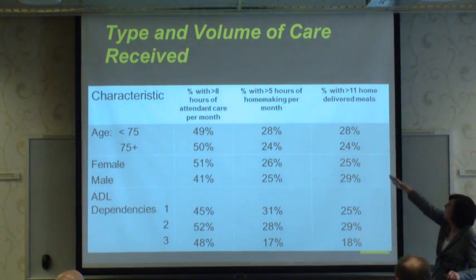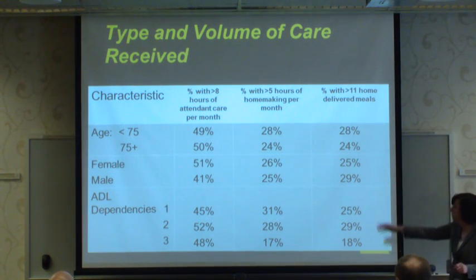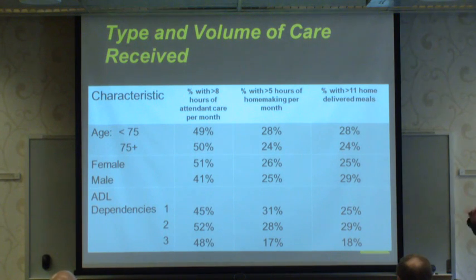The percent with more than 11 home delivered meals, that's not even 1 a day. Okay? So the interesting thing is when we look at all services combined, 30% were not getting any personal care, 50% were never getting any homemaking or home delivered meals, and altogether about 20% weren't getting anything, but they were enrolled in the program, they had a plan of care, they were deemed eligible, they were deemed needy, and they weren't getting any of these services.